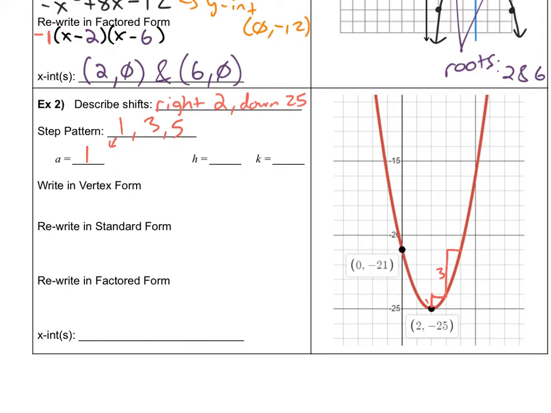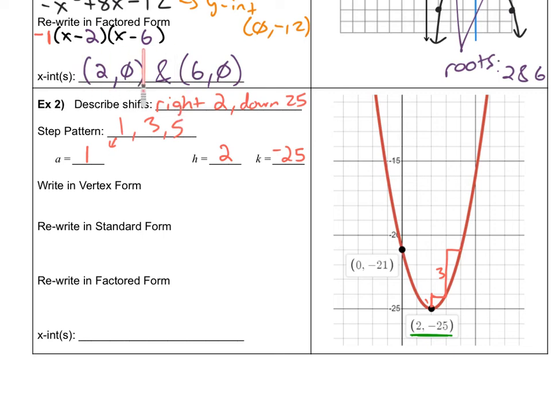Now, we have the vertex given to us down here. So we can fill in h and k. H and k will always be the same as in a coordinate. So what we see there is positive 2 for h and negative 25 for the k value. Now, what can we build? Well, we can't build standard form. Even though we can see the y-intercept is negative 21, we don't know what the b value would be. Ax squared, so x squared plus bx. You can solve for it, like we did last week. Or you can use another form.